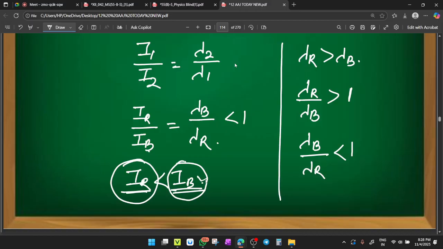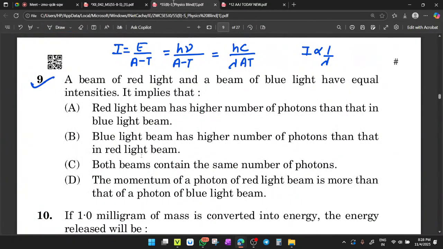This means the number of photons in blue color is more and the number of red photons will be less. So the correct answer: blue light has a higher number of photons than the red beam of light. Clear? So the answer will be B here.